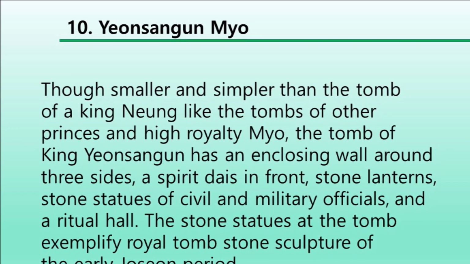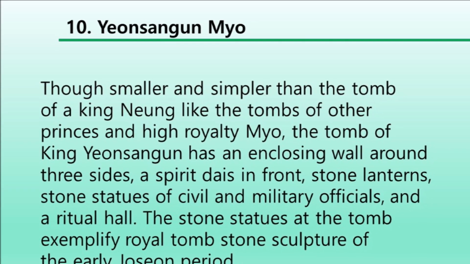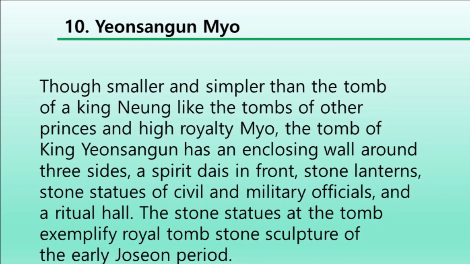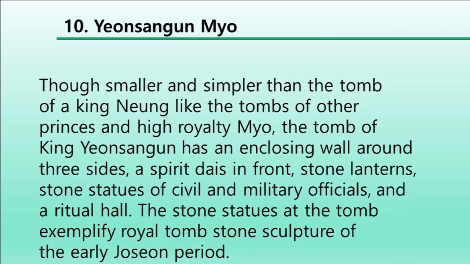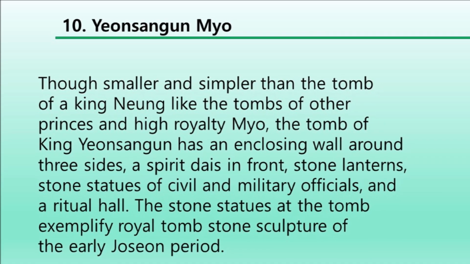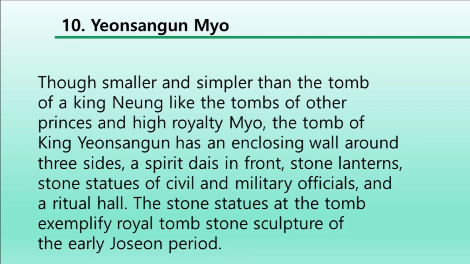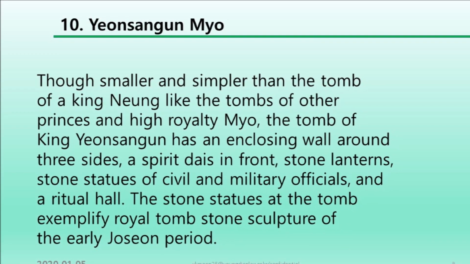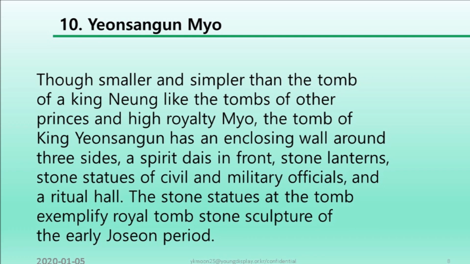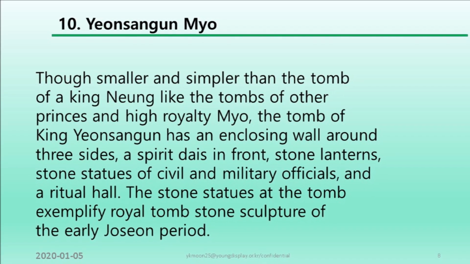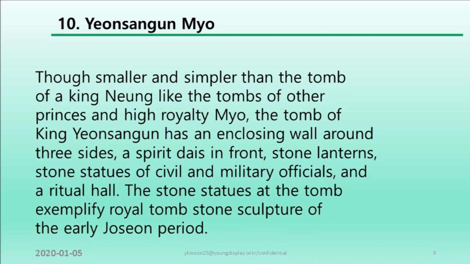Though smaller and simpler than the tomb of a king, looking like the tombs of other princes and high royalty, Myo, the tomb of King Yeonsangun has an enclosing wall around three sides, a spirit road in front, stone lanterns, stone statues of civil and military officials, and a ritual hall. The stone statues at the tomb exemplify royal tomb sculpture of the early Joseon period.